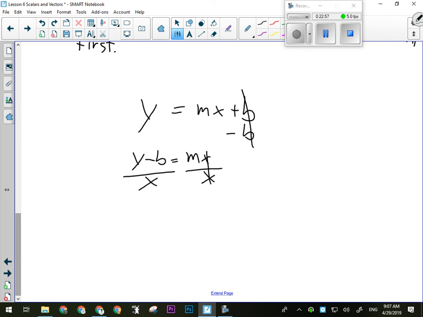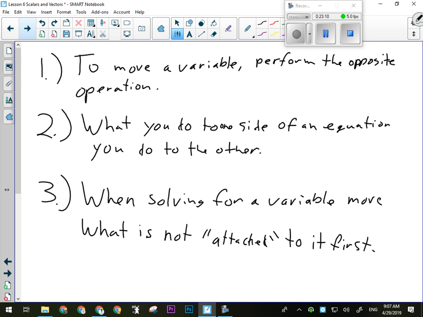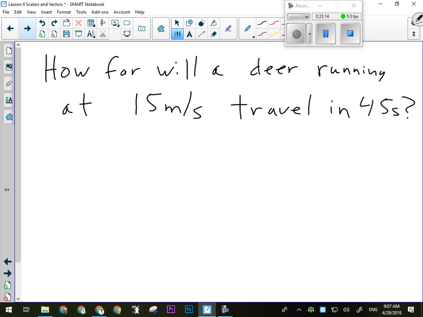All right. Everybody okay with how that works? Okay, and those three rules of algebra? So we're going to look at a few example problems using v equals d over t now. Okay, let's try this one. I want you to write this problem down first, and then we'll walk through how we would solve it.